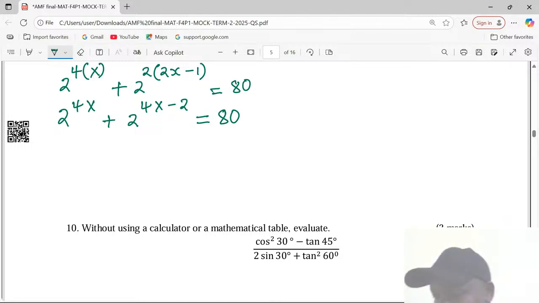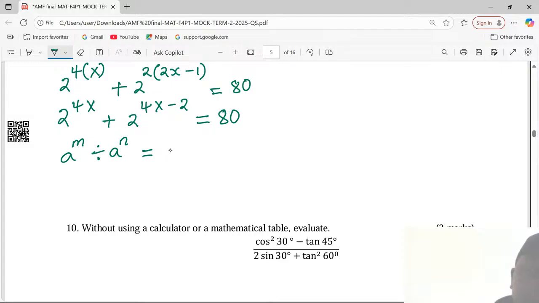Equals 80. That is where we stand. At that point, ladies and gentlemen, we can now say that according to the laws of indices, there is one that says when we have a power m divided by a power n, you see the base is the same, we solve this one by taking just the base and subtracting the powers. This is the second law of indices.